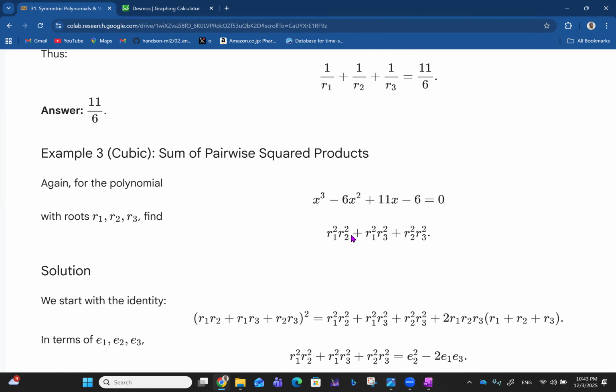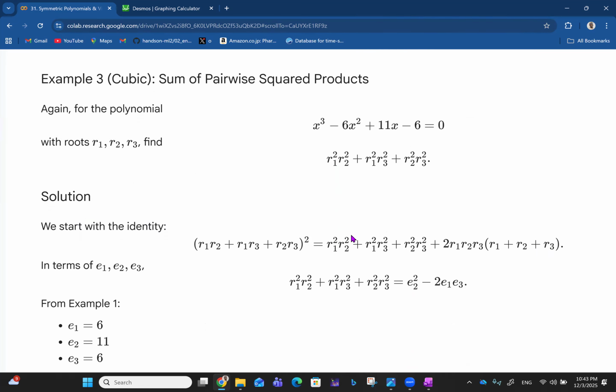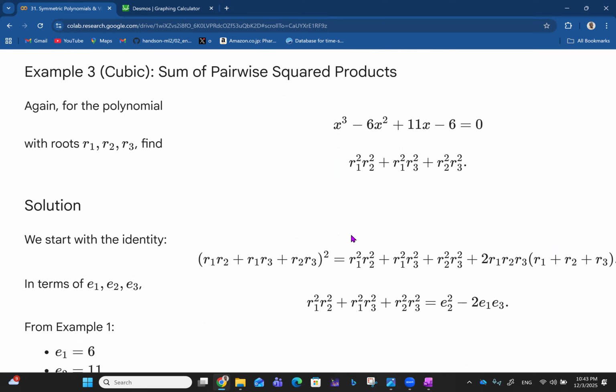Okay, so we go for another cubic. Here now it says we are still dealing with the same thing. Again, for the polynomial x cubed minus 6x squared plus 11x minus 6 equals 0, with roots R1, R2, R3, we want to find R1 R2 squared plus R1 R3 squared plus R2 R3 squared.